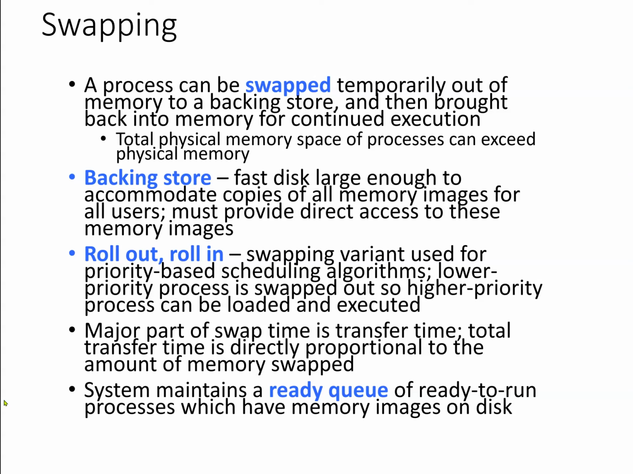There's a swapping variant called roll in, roll out for priority-based scheduling. A low priority process is swapped out, so a higher priority process can be loaded and executed. The major part of swap time is transfer time. Total transfer time is directly proportional to the amount being swapped. The system maintains a ready queue of ready-to-run processes which have memory images on disk and can load them in as needed.